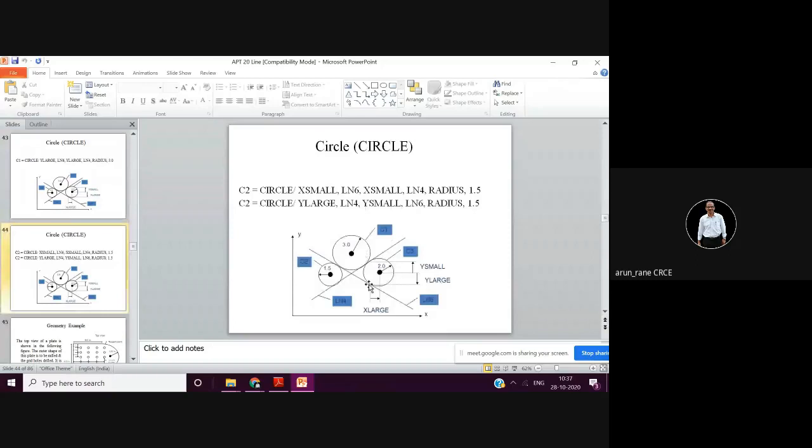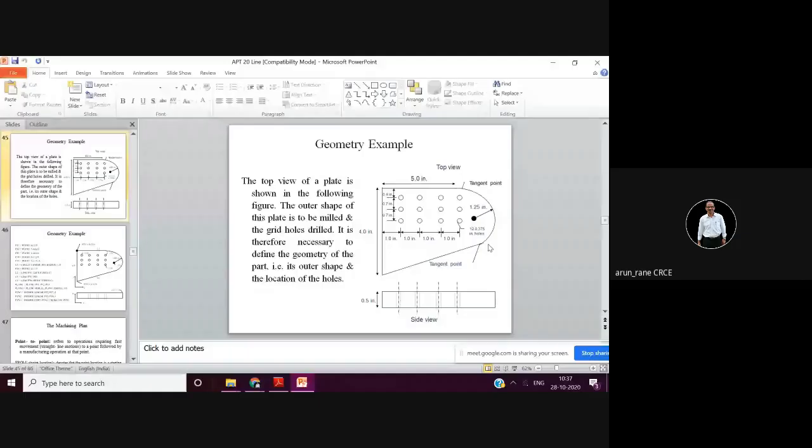Now here there are a series of holes. So this is an example for geometry. Now here there are points 1, 2, 3, 4, 5, 6. Then there are holes, then there is an arc. So how to define the geometry? Now remember, first thing is that all the dimensions are in inches. Like say this is 4 inch, this is 5 inch. Just have a look at this.